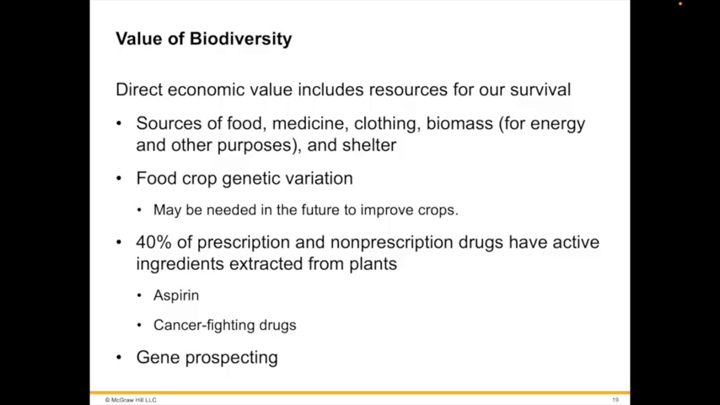Many species have direct value as sources of food, medicine, clothing, biomass for energy and other purposes, and shelter. Most of the world's food crops, for example, are derived from a small number of plants that were originally domesticated from wild plants in tropical and semi-arid regions. As a result, many of our most important crops, such as corn, wheat, and rice, contain relatively little genetic variation, whereas their wild relatives have great diversity.